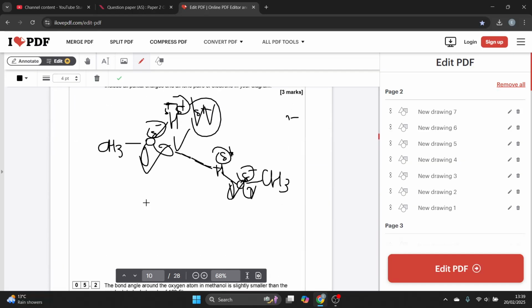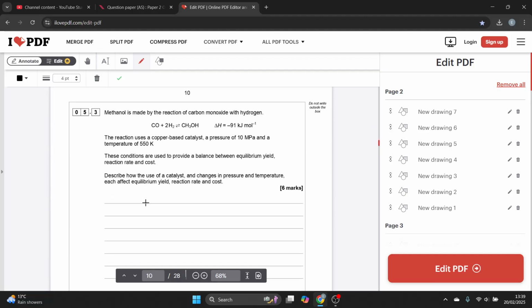And then next part of the question says, describe the use of catalyst, changes in pressure and temperature on equilibrium, reaction rate, cost. Now what I'll do is, delta H is negative, so the forward reaction is exothermic, and therefore if I want to form methanol, if I increase the temperature, equilibrium is going to shift to the left hand side. So what I want is a low temperature. So equilibrium shifts in the exothermic direction, therefore more equilibrium yield of methanol. But the thing about low temperature is slow rate of reaction, therefore compromises the use of low temperature.